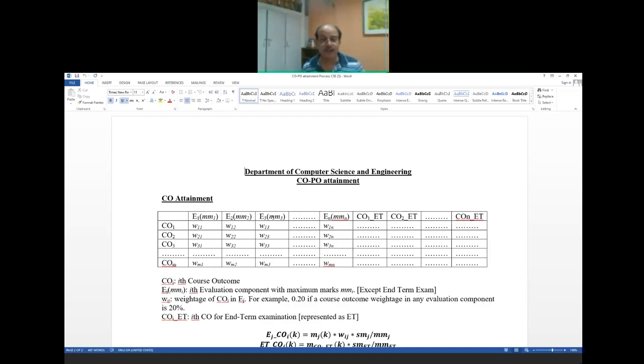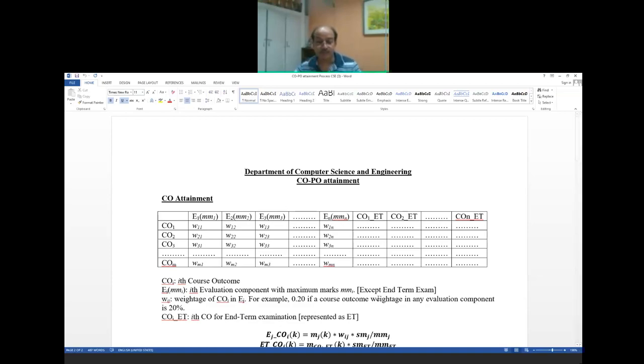Again, I repeat, this particular method is averaging out each of the components which we have got for the assessment. Let's say these are my CO1, CO2, CO3 and others. And this is for my evaluation components. And this is the weightage which I defined for each of the components.